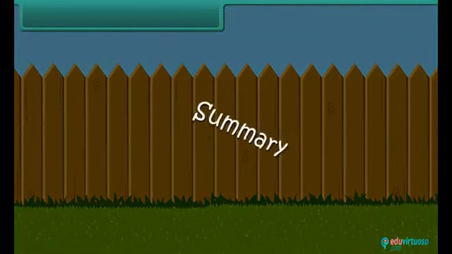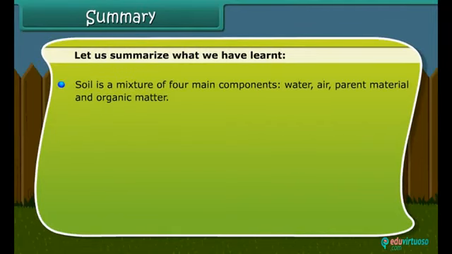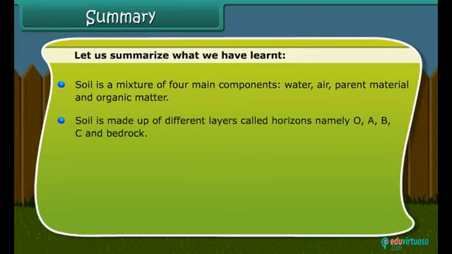Summary. Let us summarize what we have learned. Soil is a mixture of four main components: water, air, parent material, and organic matter. Soil is made up of different layers called horizons, namely O, A, B, C, and bedrock. Topsoil is the most fertile layer of the soil.